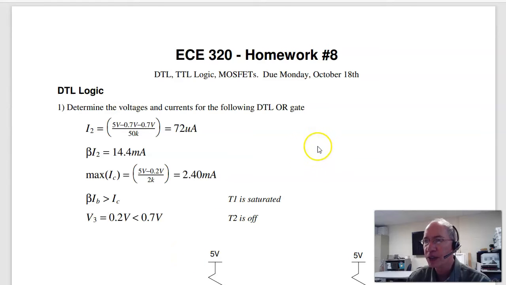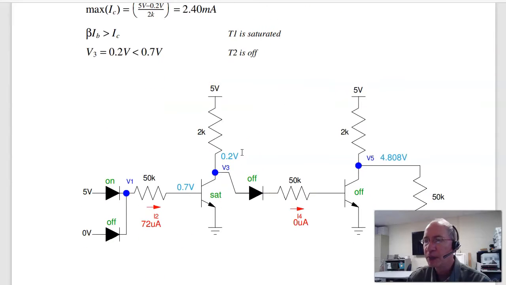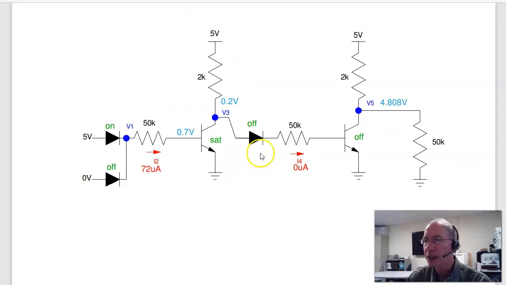Here's the solution to homework set number 8 for ECE 320. The first problem is DTL Logic. The starting point is to figure out which diodes are on or off, whether the transistors are on or off.